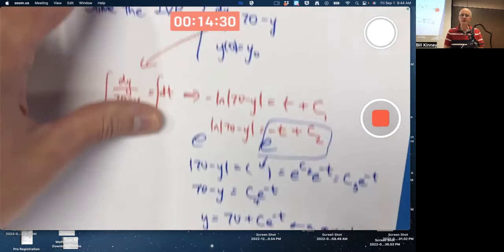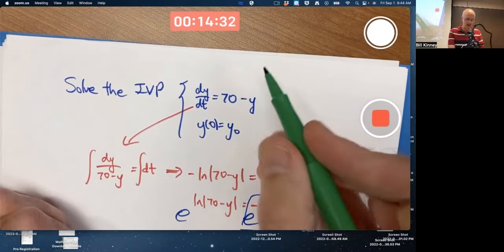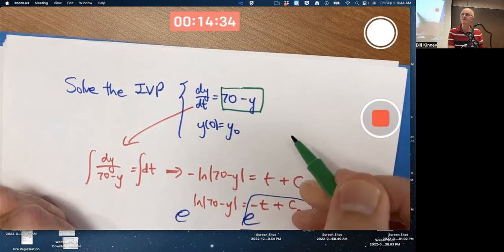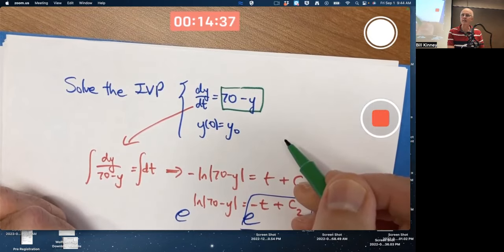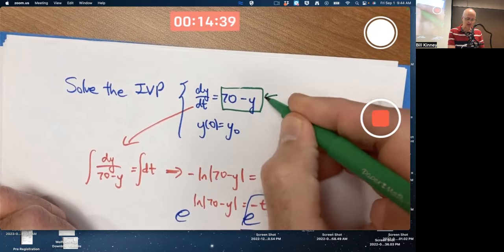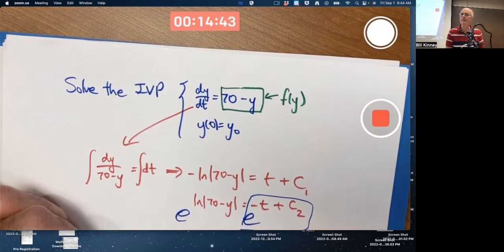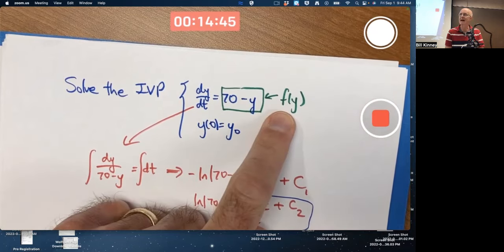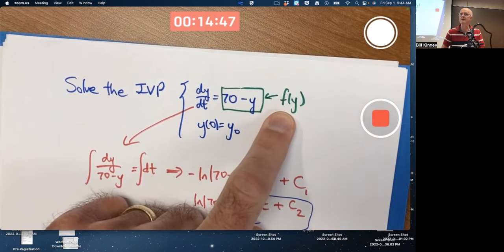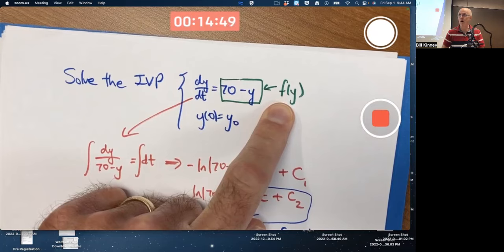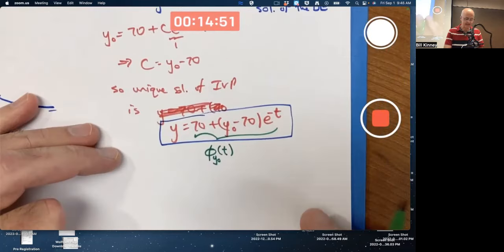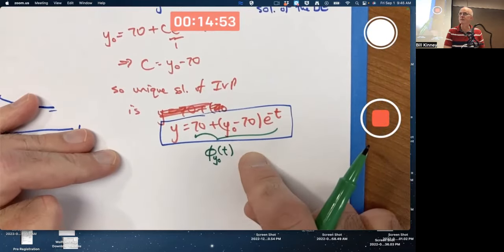In the differential equations textbook, this right-hand side of the differential equation is often given a function name as well. That's typically called f of y. That's the right-hand side of the differential equation, f of y. This is the solution, phi of t, or phi of t.